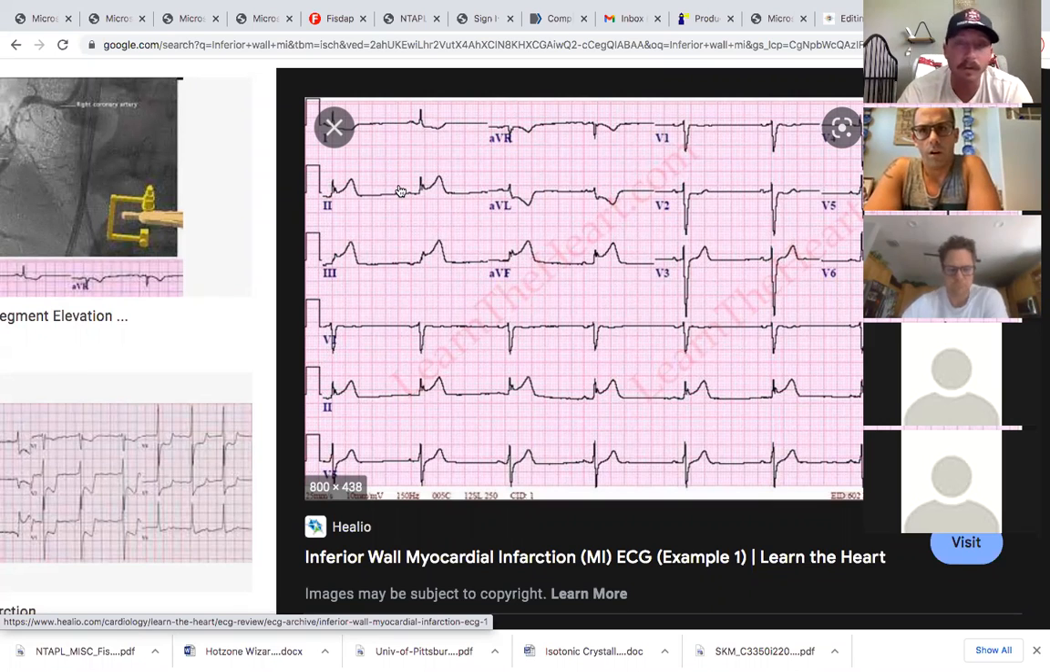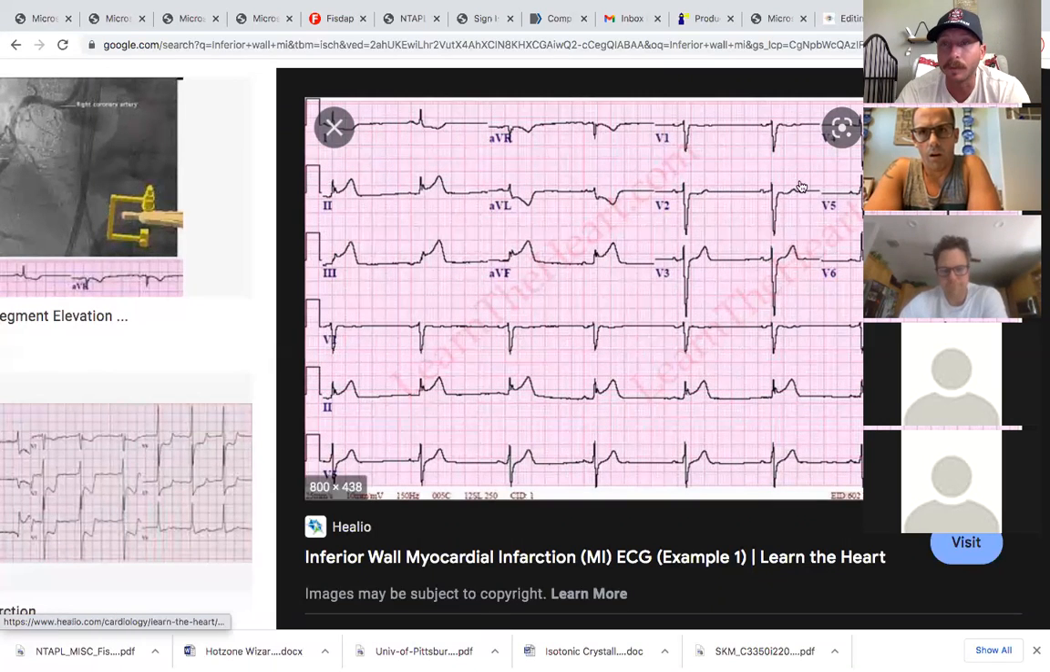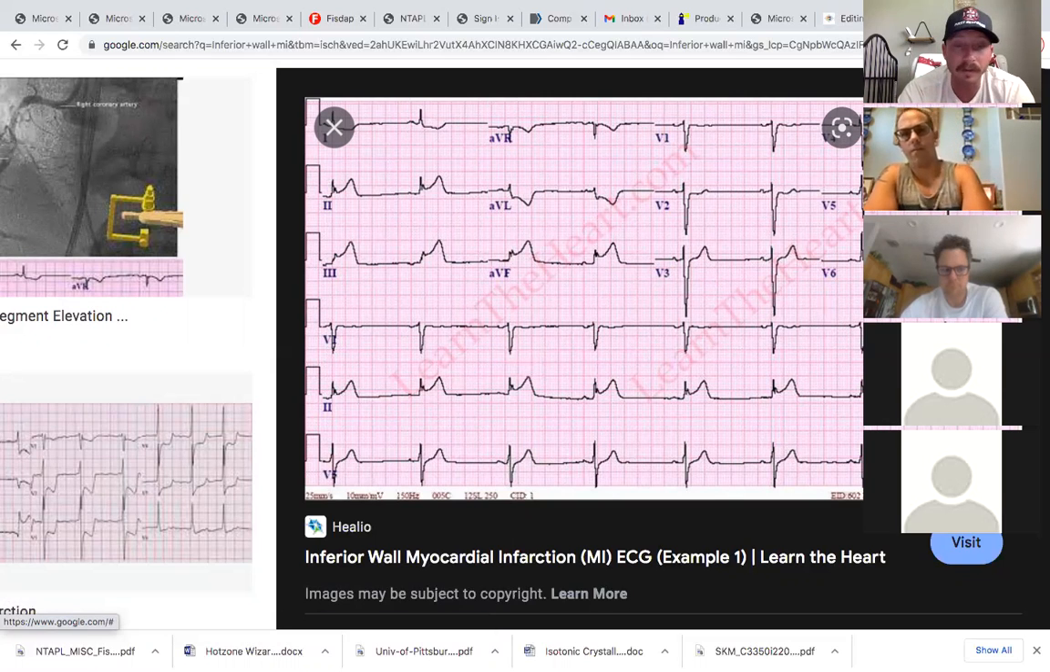And I'm going to do a V4R, right? So I'll move V4 to the right side of my chest. I'll print my ECG, I'll put a line through V4, and I'll put V4R here to be able to differentiate one print from another. And I'm going to look for ST segment elevation of 1 millimeter or more. And if I've got 1 millimeter or more, I know I've got right ventricular involvement as well.